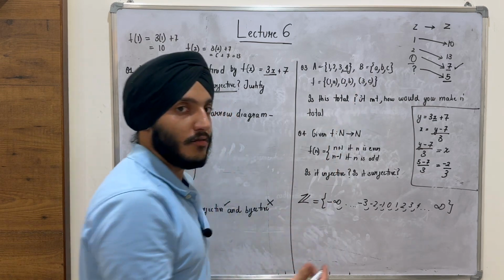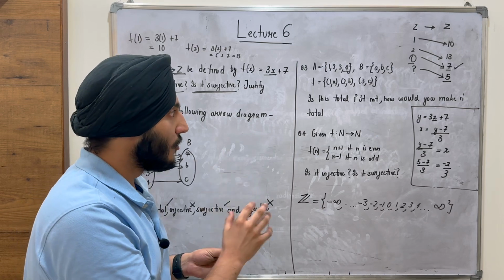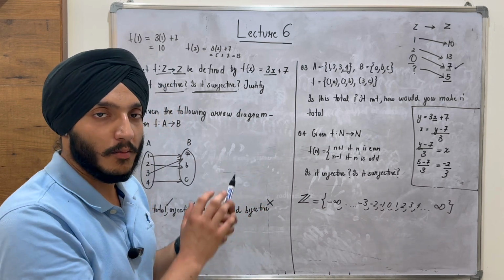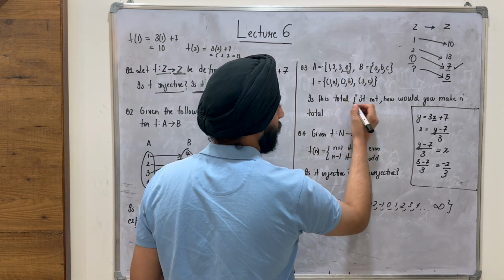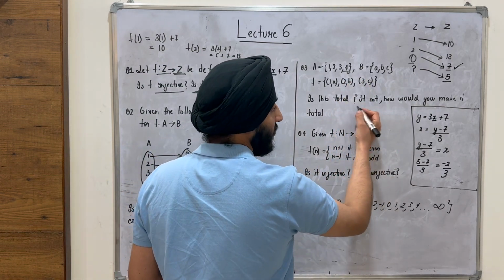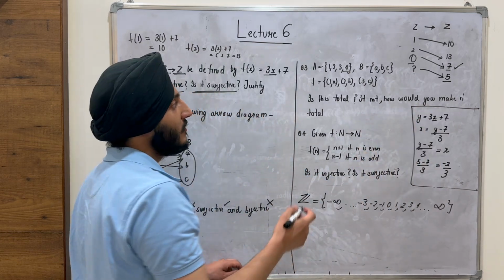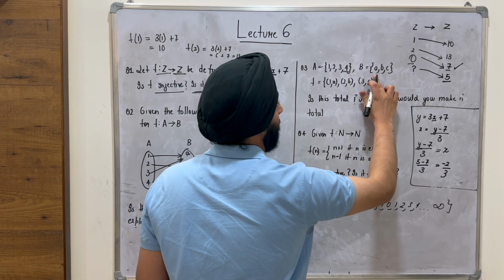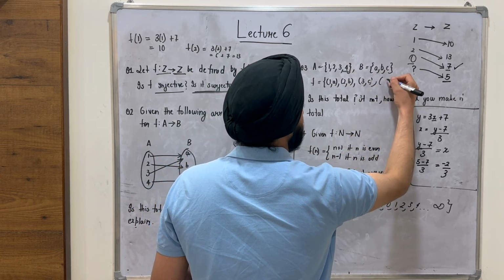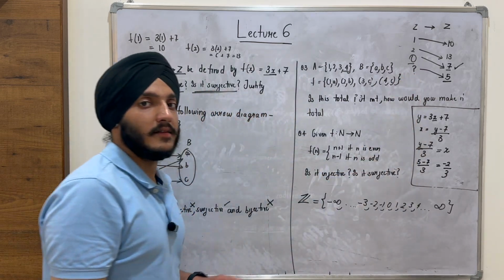And what is the definition of total? Once again, for a function to be total, all the elements in the domain should have an image. And since this 4 does not have an image, this is not total. Now the next question is, if not, how would you make it total? Simple solution is, I'll create an image for 4. So I can do that by adding, let's say, 4 points to C as well. Does that make sense?